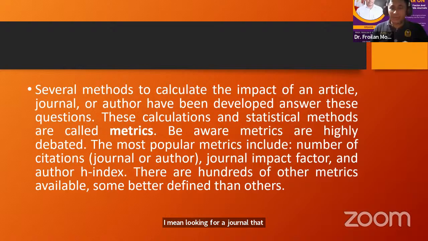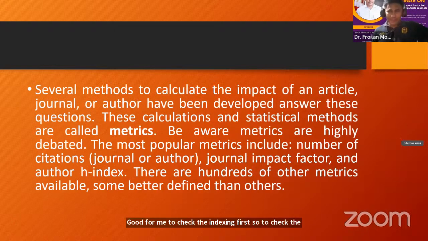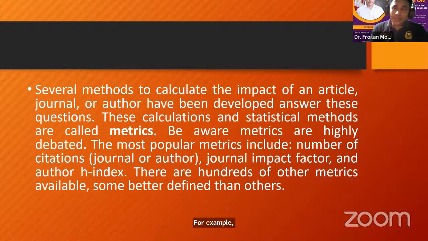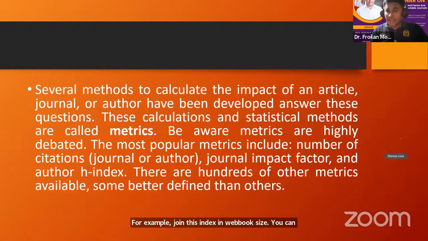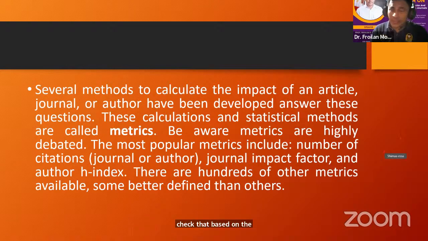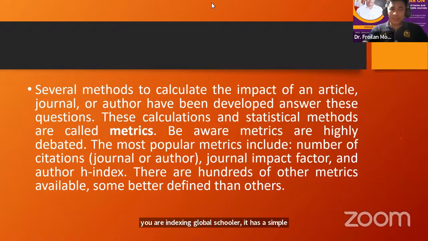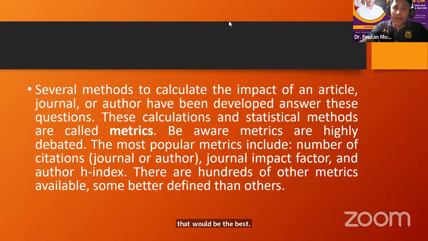For me, sometimes I do not rely on impact factor. What is good for me is to check the indexing first. For example, if the journal is indexed in Web of Science, you can check that through Clarivate Analytics, or if the journal is indexed in Google Scholar, it has a simple system that counts citations. You can check there. So I think that would be the best way to check the impact factor of a particular journal. And it plays a big role in building awareness in the research community.